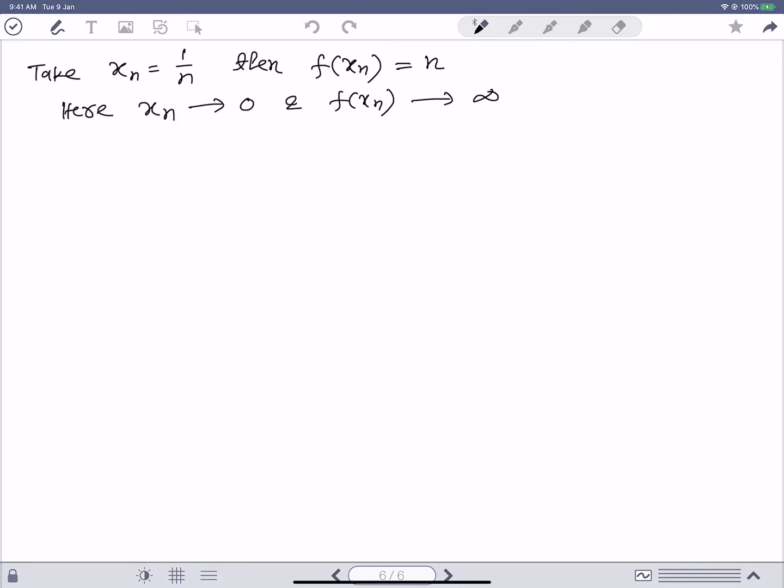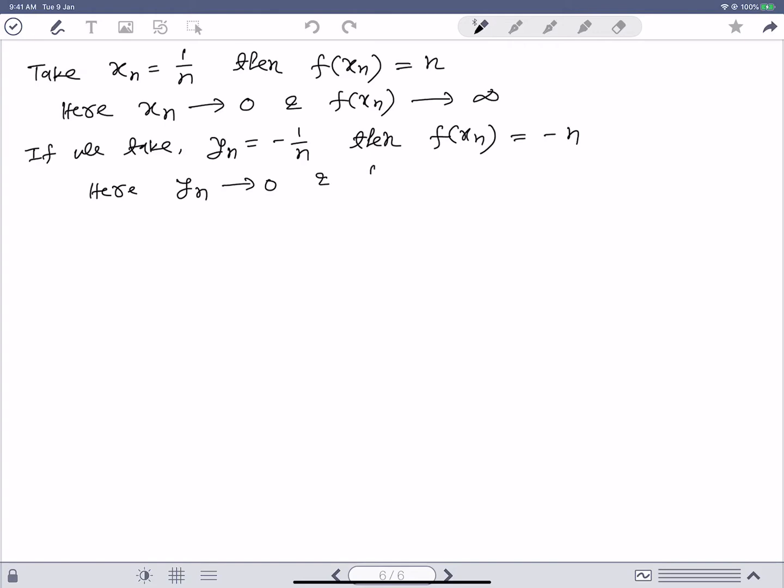But if you take another sequence, say yn equal to minus 1 by n, then f of yn equals minus n, right? Now here again yn goes to 0, but f of yn goes to minus infinity.